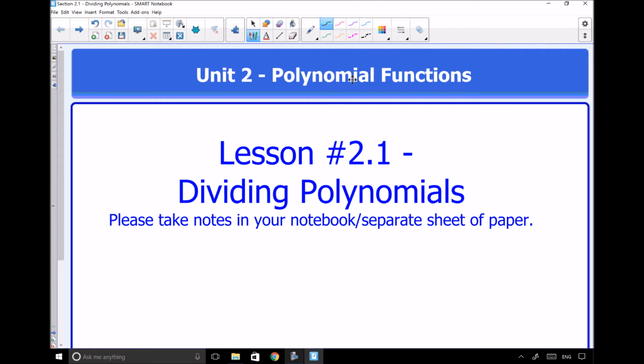Ladies and gentlemen, we are looking at beginning our new unit, which is on polynomial functions. And a skill that's really important for us to know is how to divide polynomials. So lesson 2.1 is going to be on dividing polynomials.